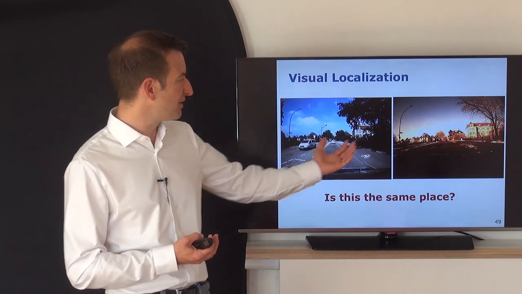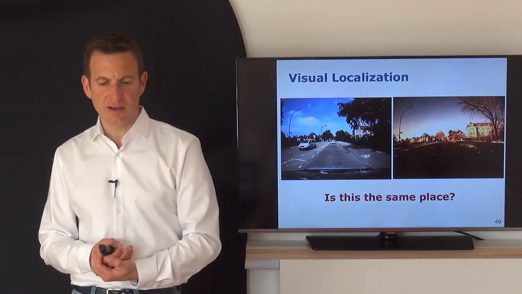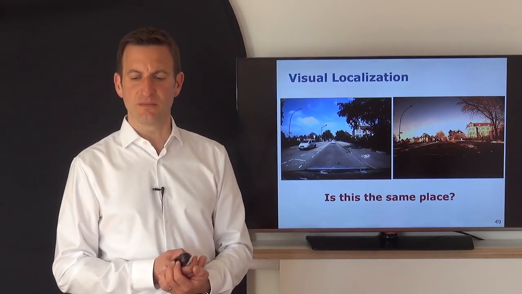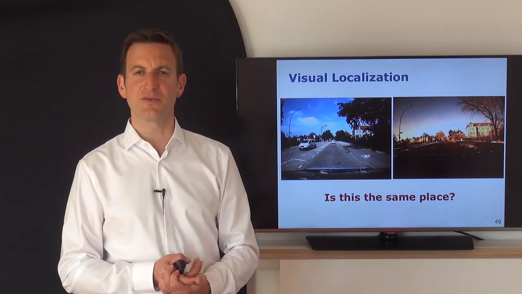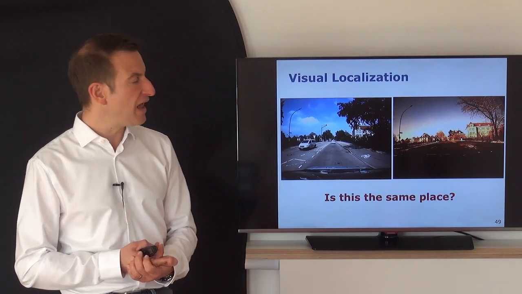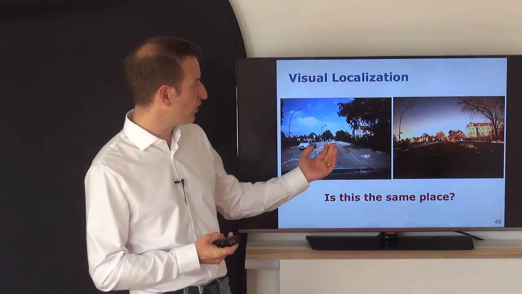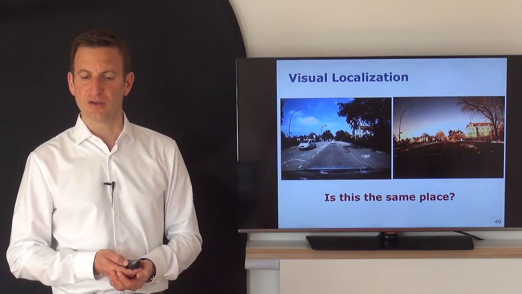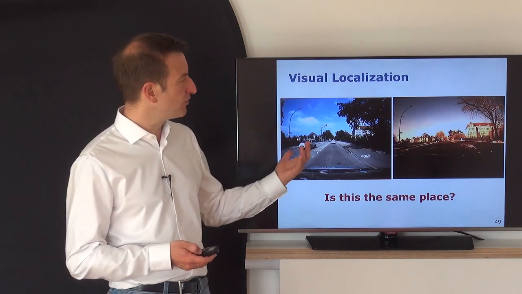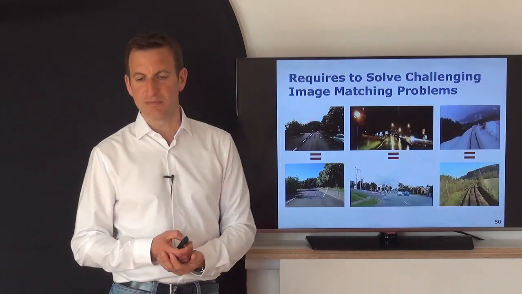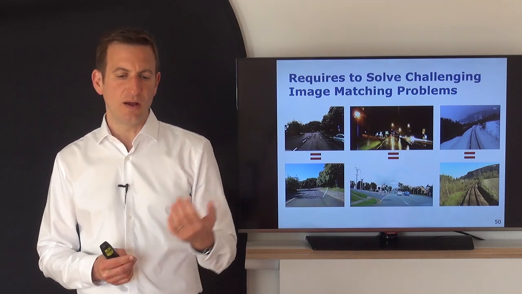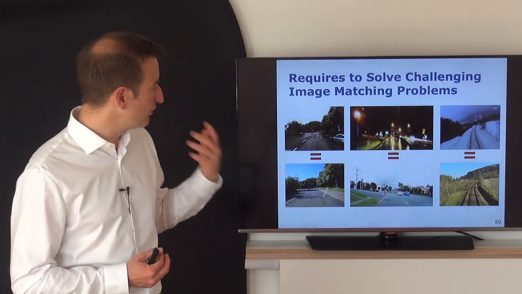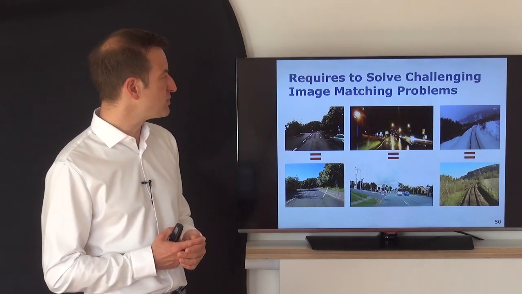So we have one image here on the left-hand side and one image on the right-hand side, and you can see that they look visually very similar. So the question is, is this actually taken from the same place? And it turns out, yes, this is actually the case. The only difference is one was in summer and the other one was in winter, and so the appearance of the place changed. So in order to do this localization, you need to solve a challenging image matching problem.